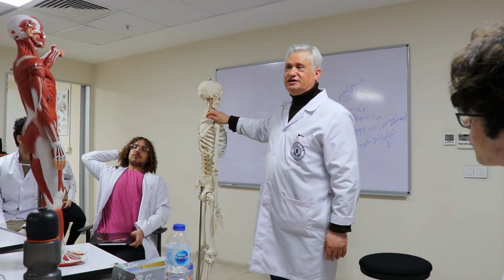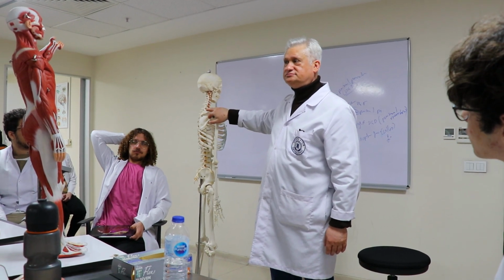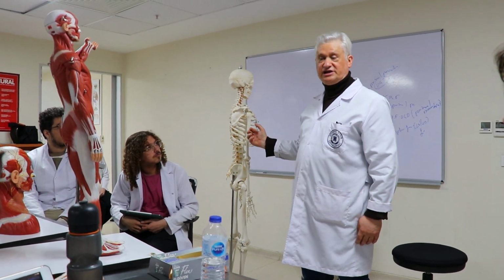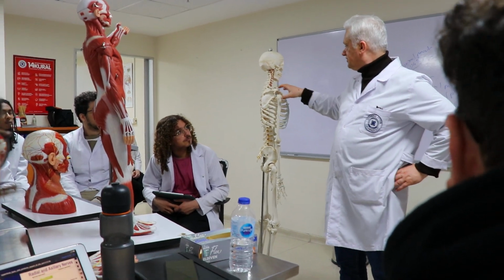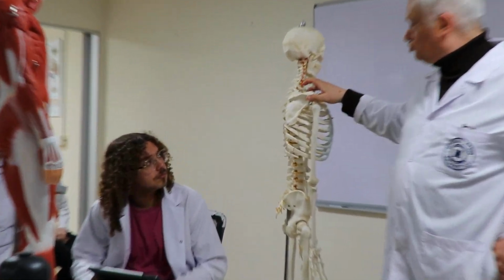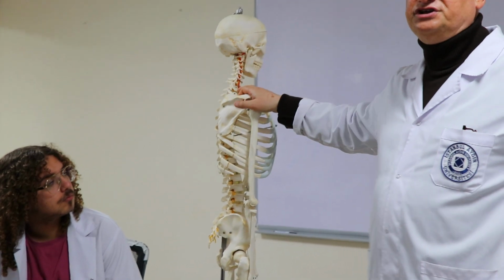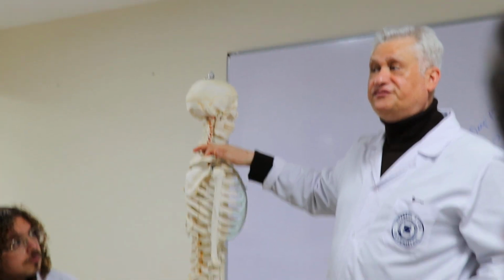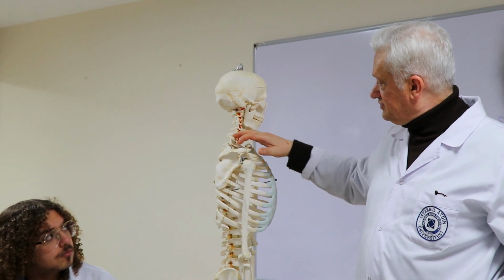Supraspinatus, infraspinatus, and then we have the teres minor, teres major, and subscapularis muscle. Okay, so let's look at supraspinatus now. Supraspinatus origin is what? Supraspinous fossa. All right, and that's the origin.